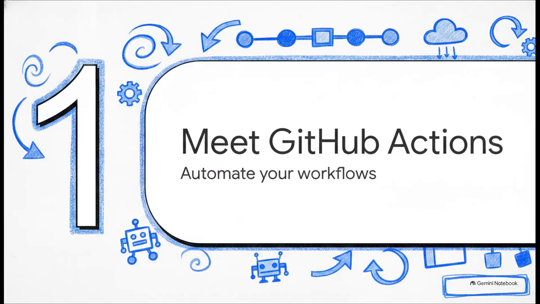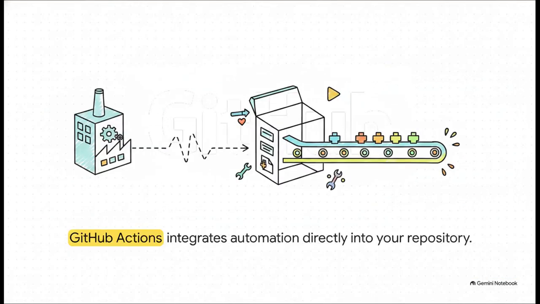All right, Section 1. Meet GitHub Actions. Think of your software development process like a modern factory. Back in the day, you had to literally build a whole separate building, like a dedicated server, just to house the assembly line that put your product together.